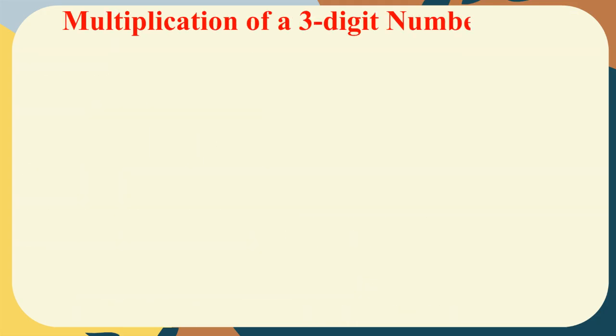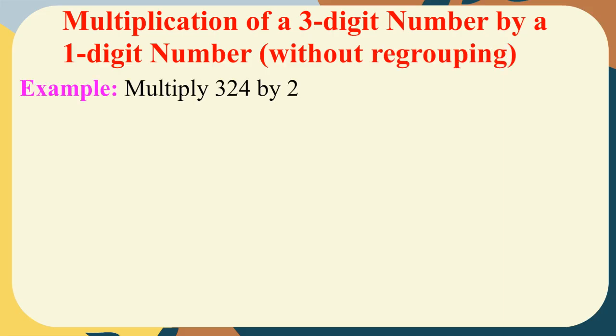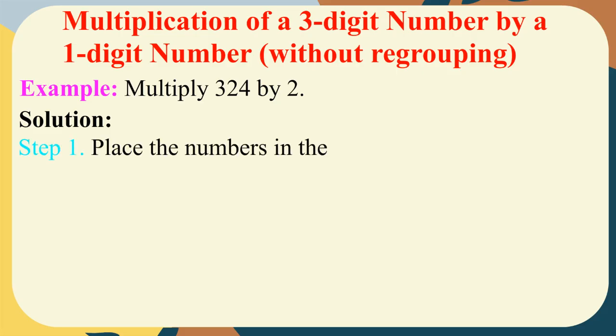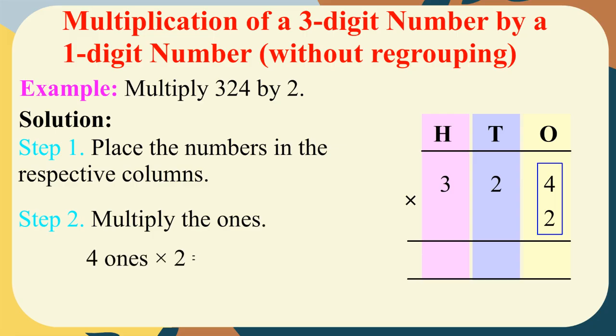Multiplication of a 3-digit number by a 1-digit number without regrouping. Example, multiply 324 by 2. Solution. Step 1. Place the numbers in the respective columns. Step 2. Multiply the ones. 4 ones multiplied by 2 is equal to 8 ones.